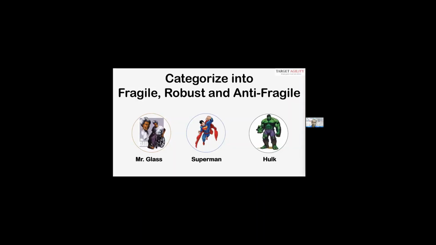So let's take a small quiz to help understand the difference between fragile, robust, and anti-fragile. I've got three different cartoon characters: Mr. Glass, Superman, and Hulk. You may put into the chat window the character name and its appropriate category, like whether you think Superman is fragile, robust, or anti-fragile, and the same for the other characters. I invite others to put your thoughts into the chat window.